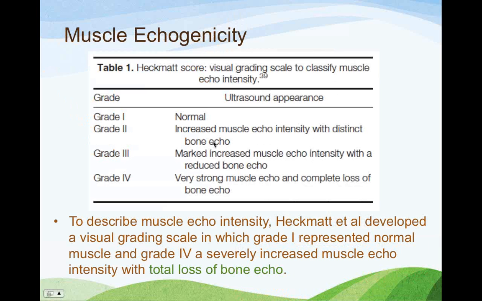And there are grading scales for echogenicity. One is known as the Heckmatt score. So grade 1 is normal. Grade 2 is increased muscle echo intensity with distinct bone echo, which is the bony bright spot that I was talking about. Grade 3 is marked increased muscle echo intensity with a reduced bone echo, so it's not as bright as it could be, but it's still there. And grade 4 is very strong muscle echo and complete loss of the bone echo, meaning that the muscle tissue is so much replaced by fat or fibrous tissue that the sound can't travel down to it to even give you a bone echo.